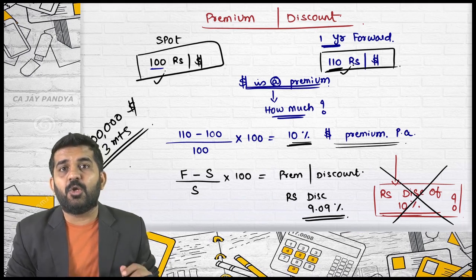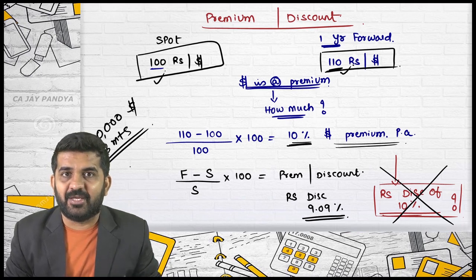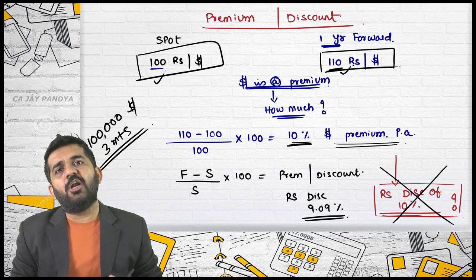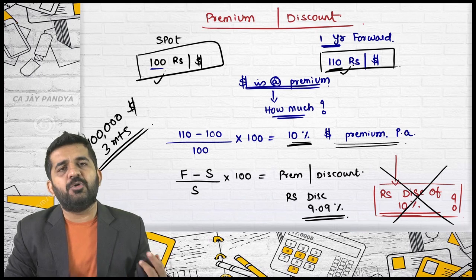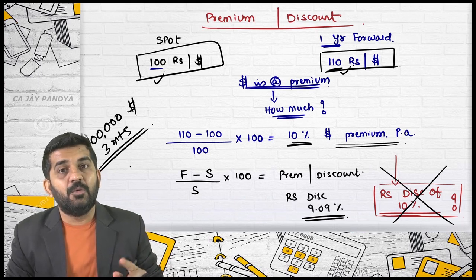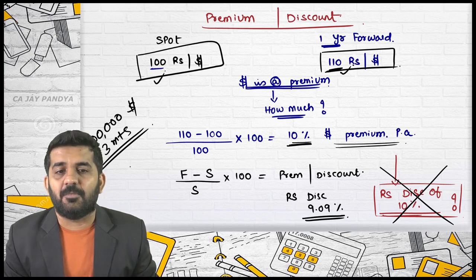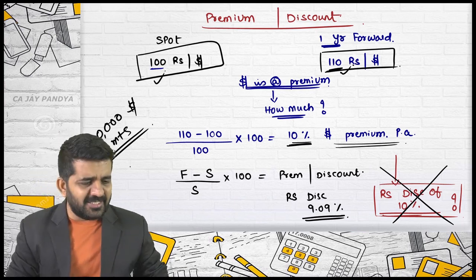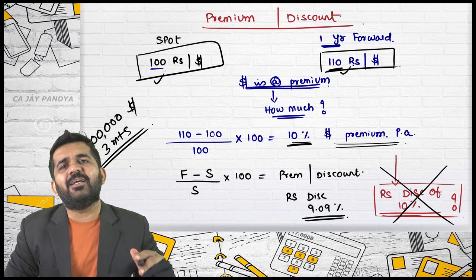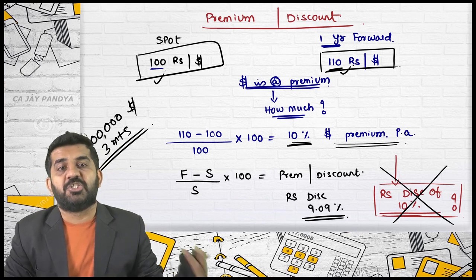You know that you are going to get more than the spot market. If I tell you the dollar is running at a discount in the 3 months forward market, you will not be happy, because you know that you are going to get less than the spot market. So it is just saying whether it is at premium or discount and how much it is.